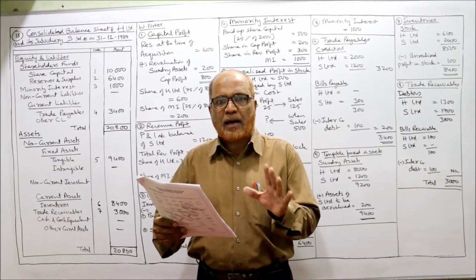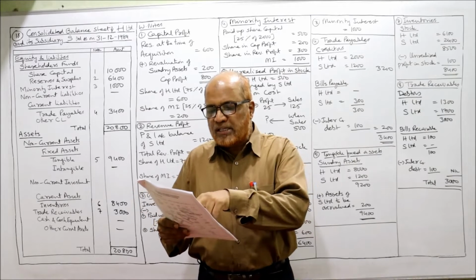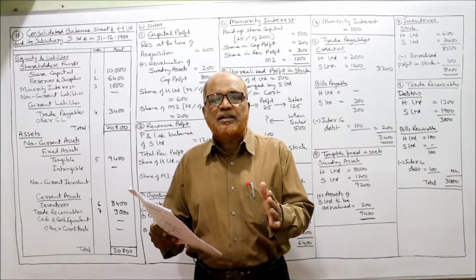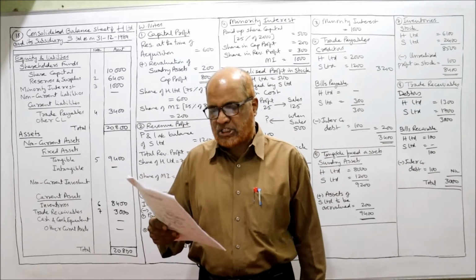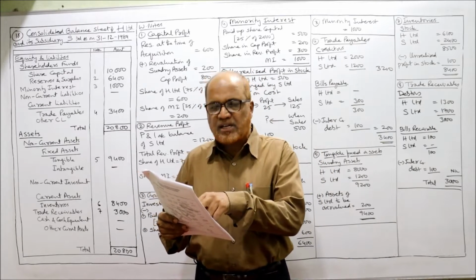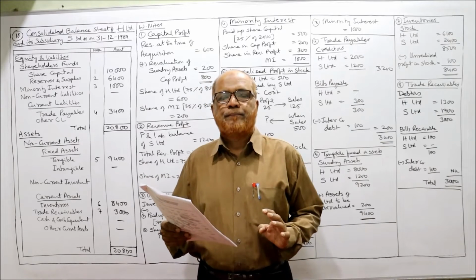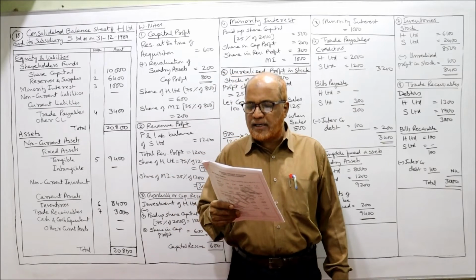This is the share capital. The face value of each share is ₹1. So total share capital in S Limited is 2,000. That means S Limited is having 2,000 equity shares of ₹1 each. Then profit and loss account balance is given for both the companies. Reserves are given for both the companies. Creditors and bills payable. Now come to asset side. Sundry assets are given. Stock, debtors are given.